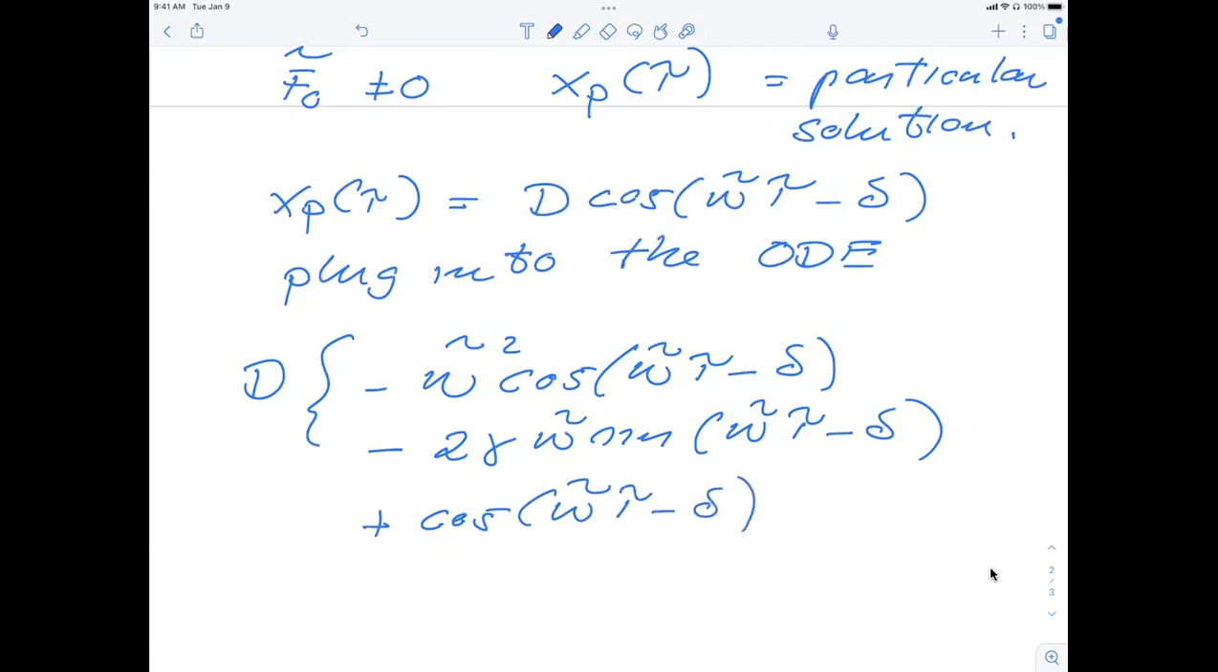Minus delta. And this has to be equal to F0 tilde of cosine of omega tilde tau. It doesn't seem as if we have done much here, except setting it in. Now, what comes now is just a manipulation of cosine and sine equations. So we need some of these standard trigonometric relations. There's nothing exciting about this. It's just an exercise in using trigonometric relations.